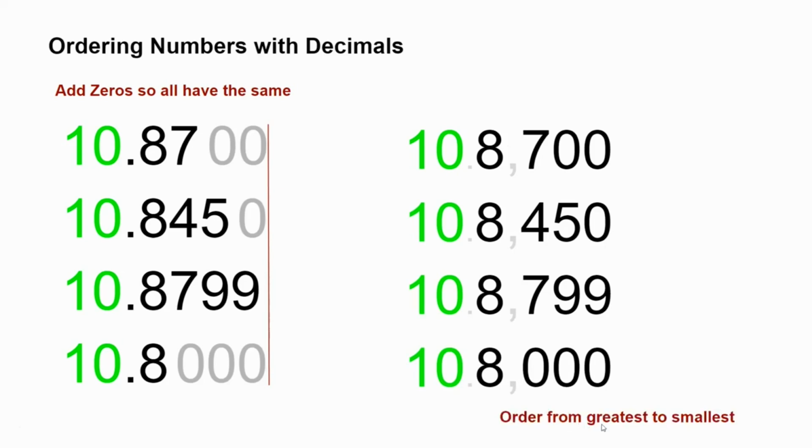Now let's order them from greatest to smallest. We look over those numbers and we look for the biggest one. And it looks to me like 108,799 is the biggest of those. You could also, because all of the whole numbers are the same, ignore the green part and just compare the black numbers. That will work as well. So 8,799, biggest number. We keep going. What's our next biggest number? It looks like 108,700 is the next one. Then 108,450. And then finally, 108,000 would be the smallest number.